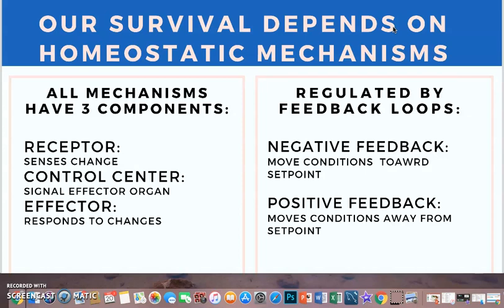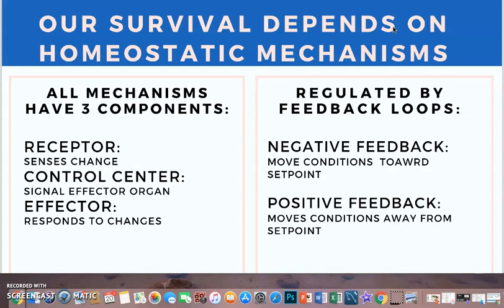All homeostatic mechanisms have three components. So they have a receptor, which senses the changes in the external environment and then provides that information to the internal environment. The control center regulates the set points and is considered to be the decision maker because it signals the effector organs on what they need to do to reverse the problem. And then the effectors, they respond to the changes. And these are typically muscles or glands, and they just take action.